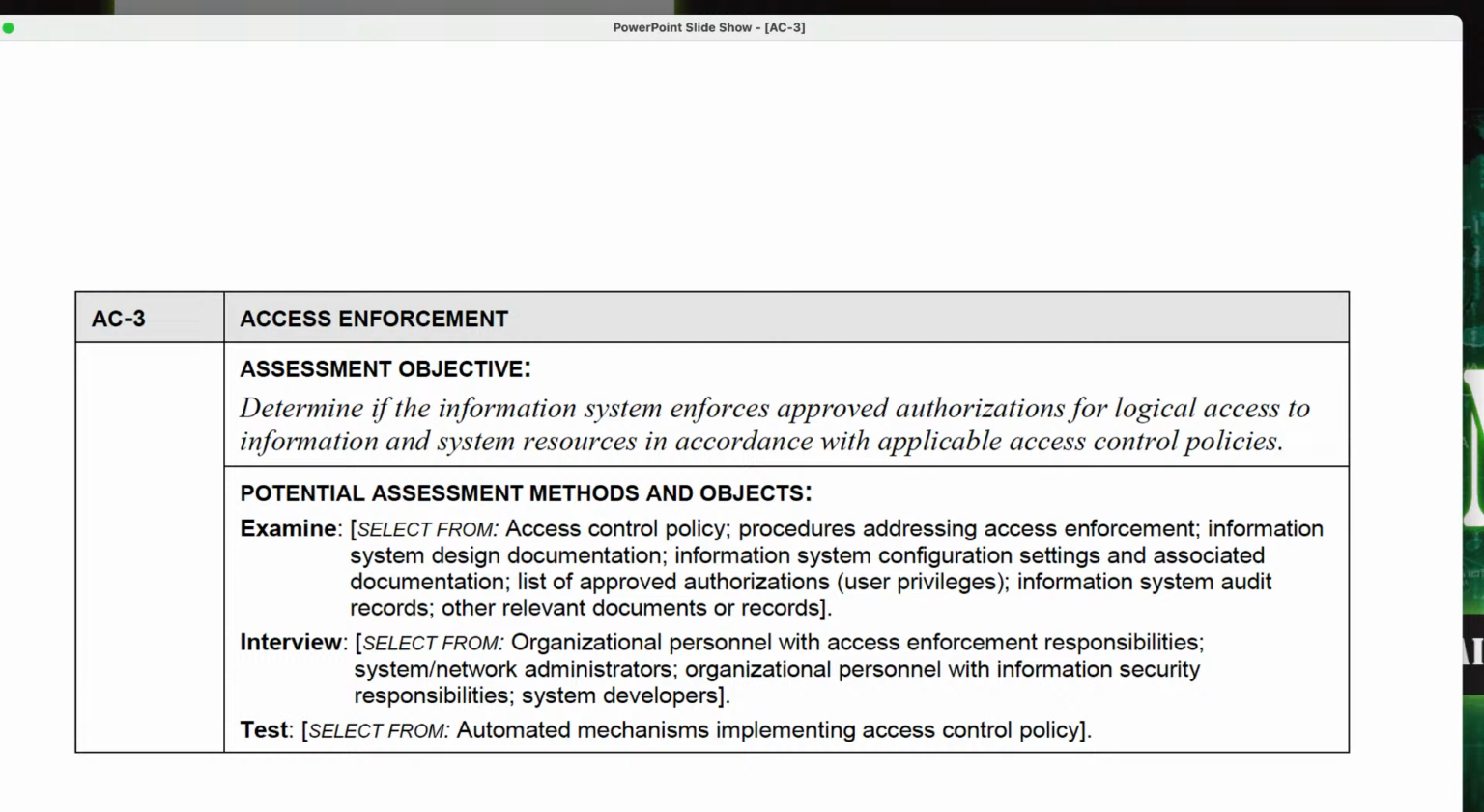I want to see how you're doing this. Are you doing mandatory access control? Are you doing discretionary access control? How are you handling all the things that are around this requirement? How are you doing it, right?